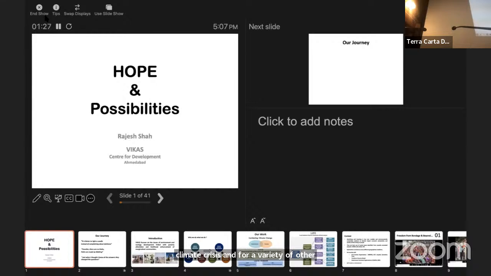And joining us today is Rajesh Shah, who is here in his green shirt. He has been in the development sector for over 50 years. And we're going to learn from him to keep a little bit of hope as far as the environmental crises are concerned. But I would just love to give a short introduction about him.